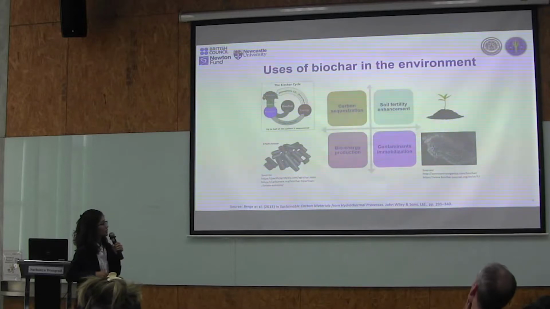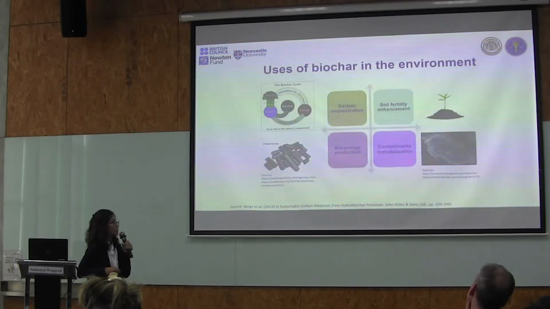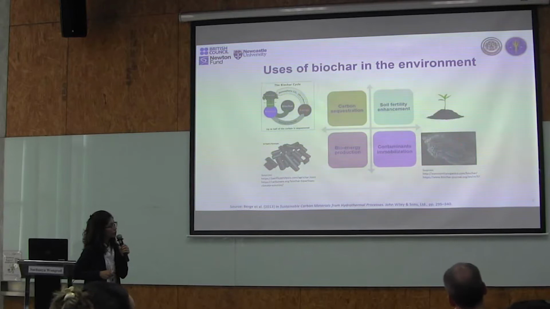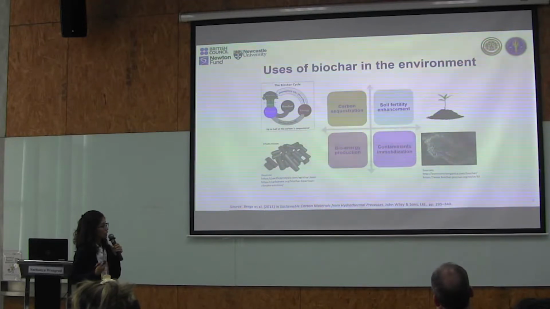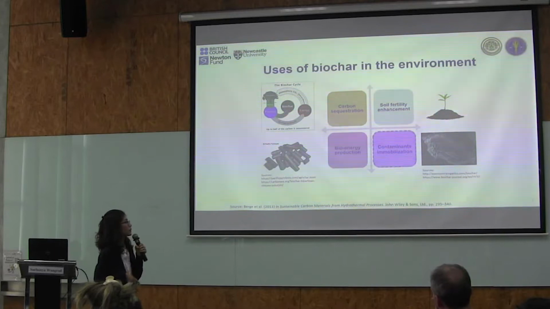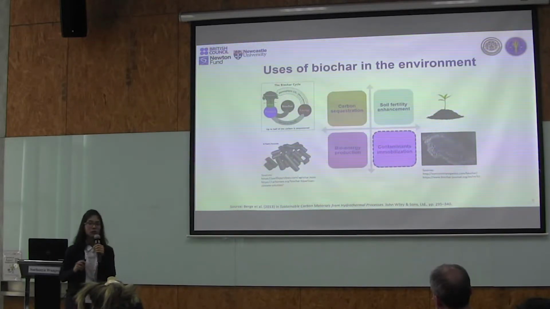And the last aspect, it can be used for contaminant immobilization. Here, for example, it has more porosity, so that it can be used to adsorb metals or even organic pollutants. So in this study, we will focus on the application of biochar for the last aspect.